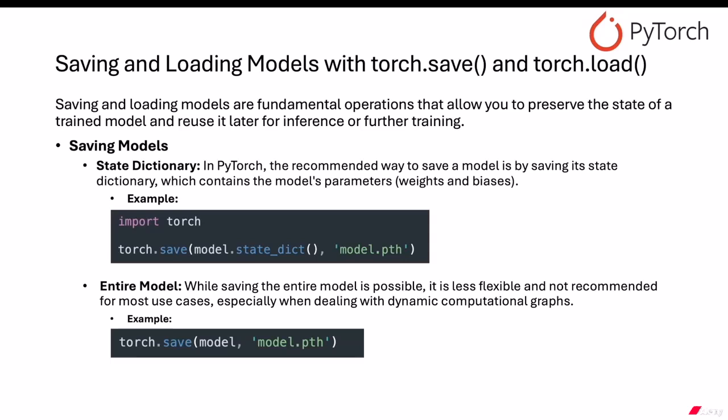'model.pth'). Entire model. While saving the entire model is possible, it is less flexible and not recommended for most use cases, especially when dealing with dynamic computational graphs. Here is an example: torch.save(model, model_path).